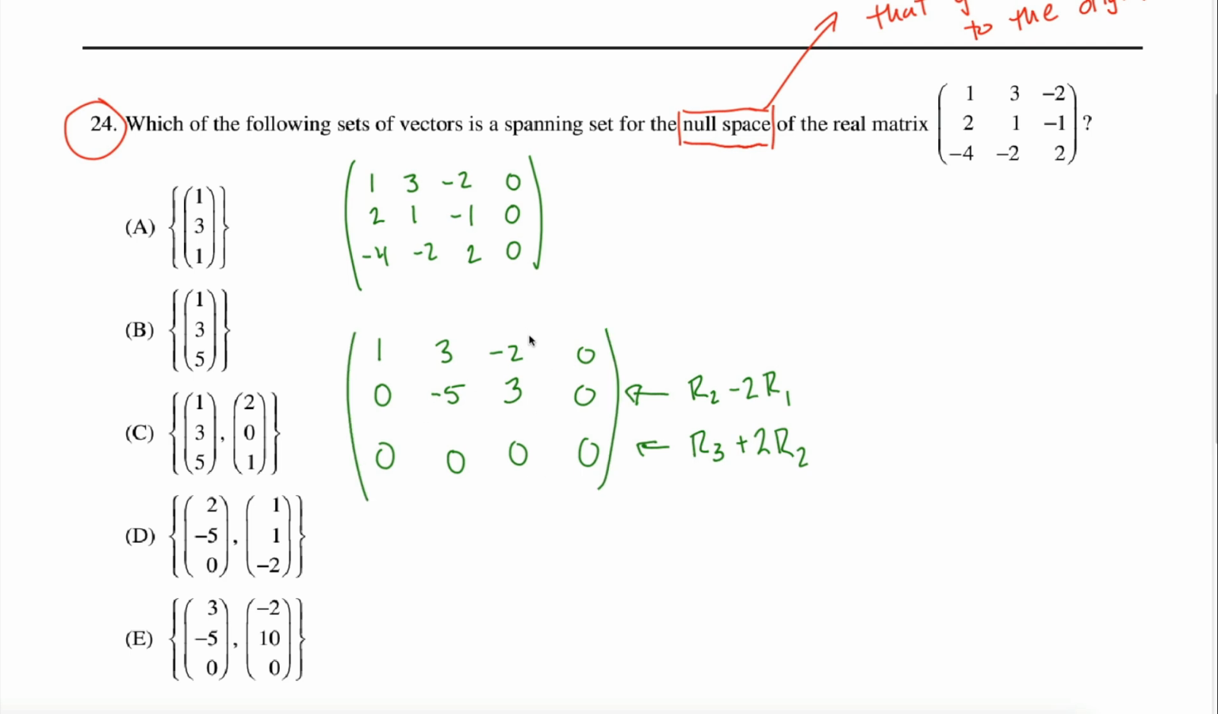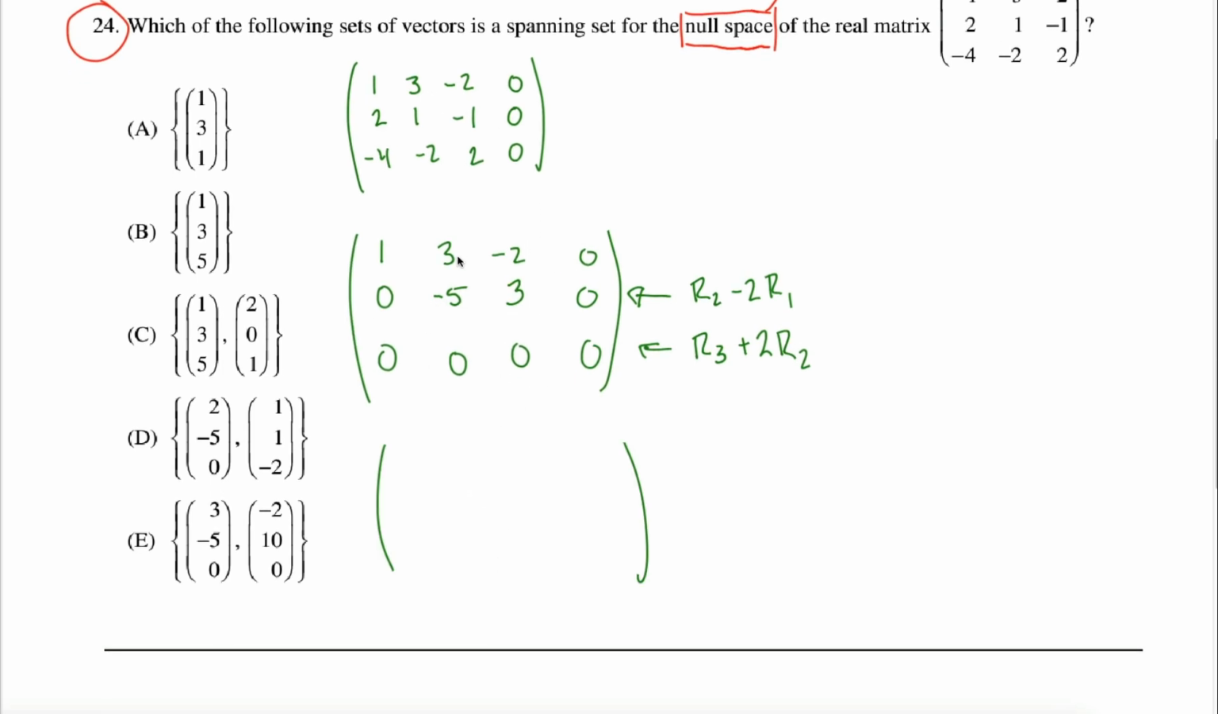You could stop right here and switch back into equations to solve, but I'm going to take it one step further. I'm going to use this negative 5 to put a 0 in this space. So the way I'll do that is I'll take 5 of my first row and then add 3 of my second row. So 5 1s plus 3 zeros gives me 5. 5 3s plus 3 negative 5s gives me 0. 5 negative 2s plus 3 3s gives me negative 1. And 5 zeros plus 3 zeros gives me 0. I'll leave my second row alone for now. I've now got as many zeros as I can get.